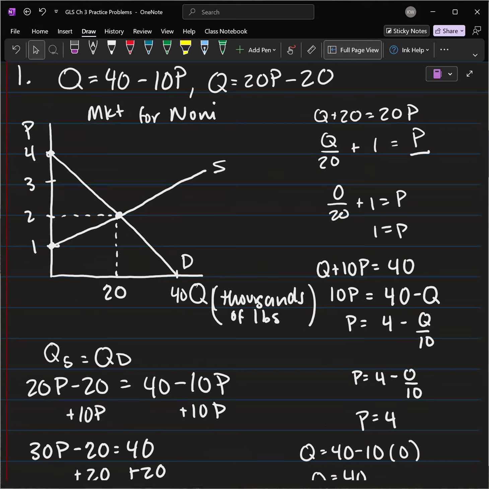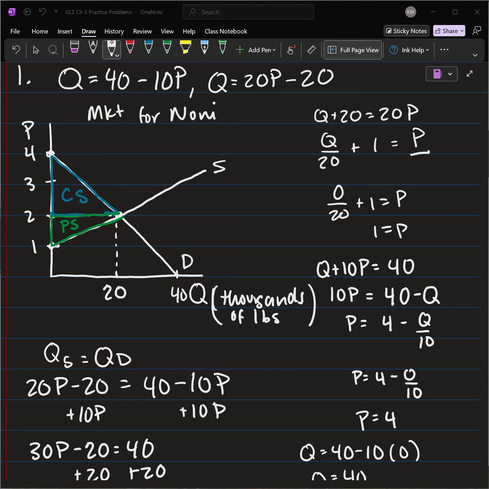Now we just want to identify the distribution of surplus. So this top triangle here is going to be consumer surplus. Let's go ahead and note that in another color. Let's use blue. So consumer surplus is blue here, that blue triangle. And producer surplus is going to be this green triangle. Okay. So that's the first part of our problem, to draw that market for Noni.